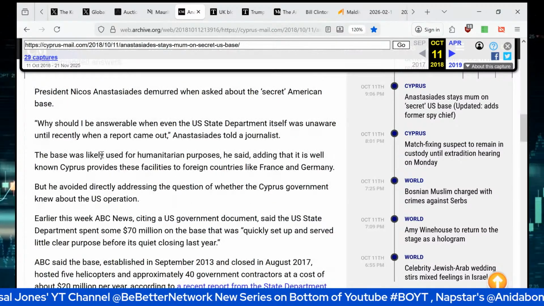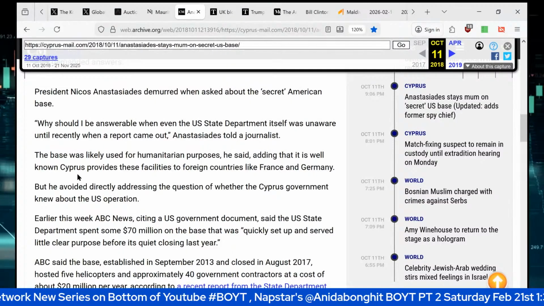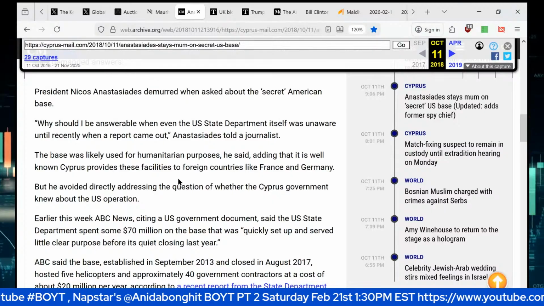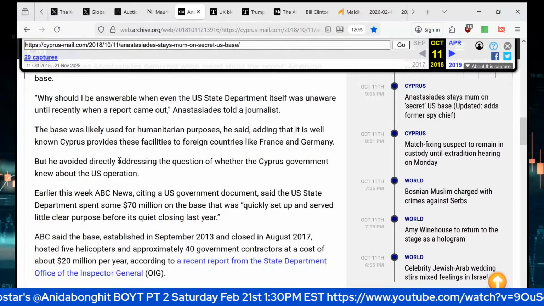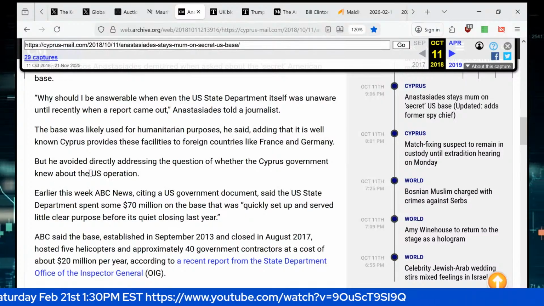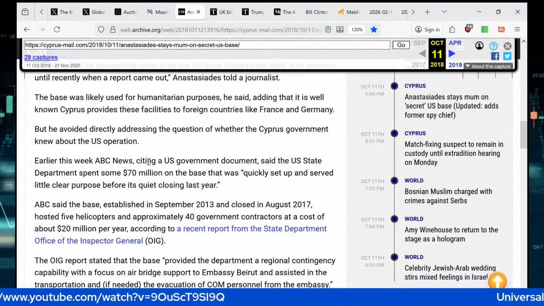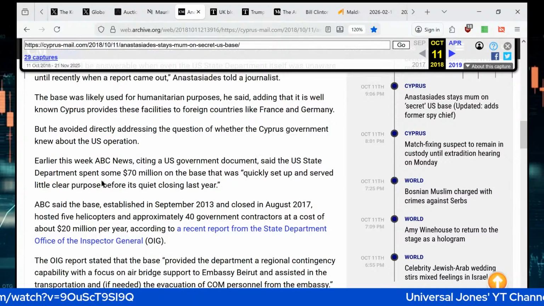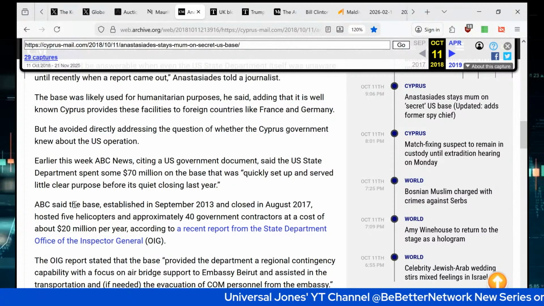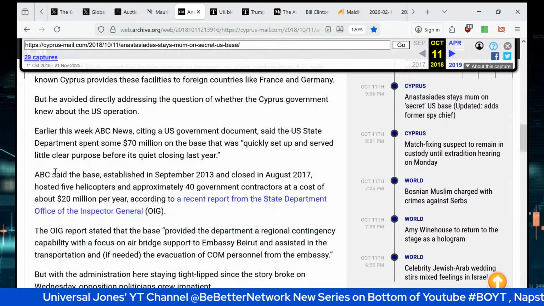The base was likely used for humanitarian purposes, he said, adding that it was well known Cyprus provides these facilities to foreign countries like France and Germany. But he avoided directly addressing the question of whether the Cyprus government knew about the U.S. operation. Earlier this week, ABC News, citing a U.S. government document, said the U.S. State Department spent some $70 million on the base that was quickly set up and served little clear purpose before its quiet closing last year.